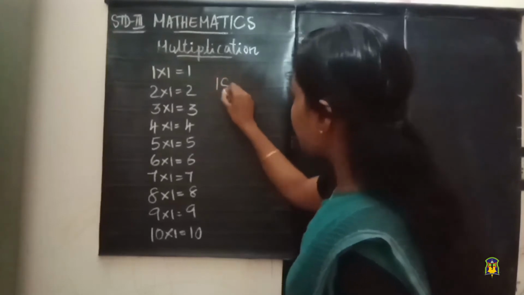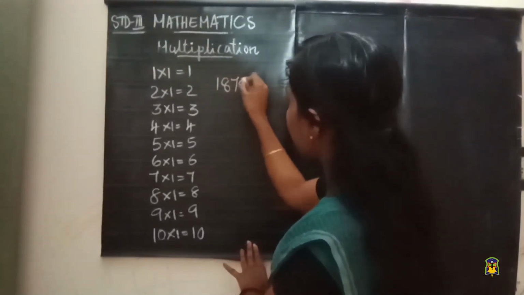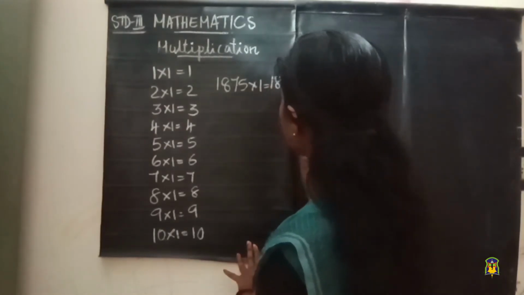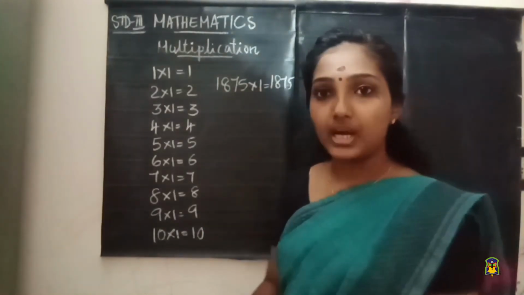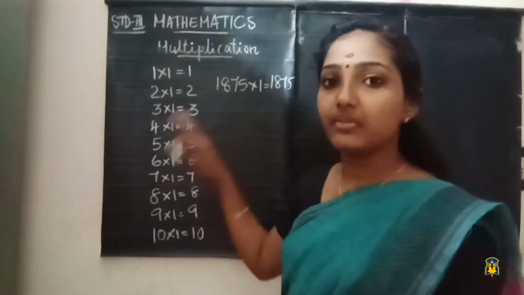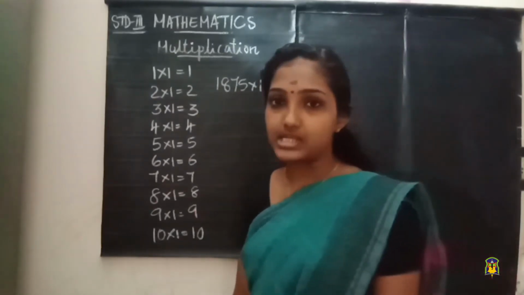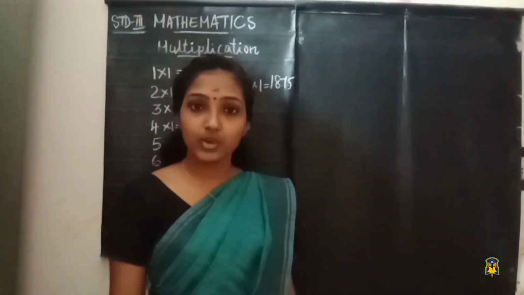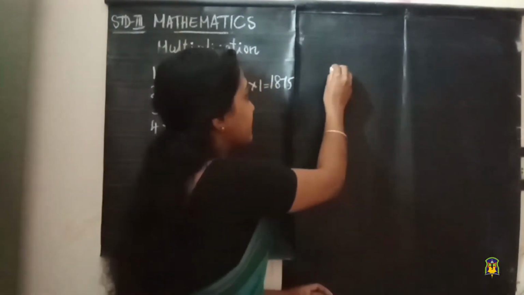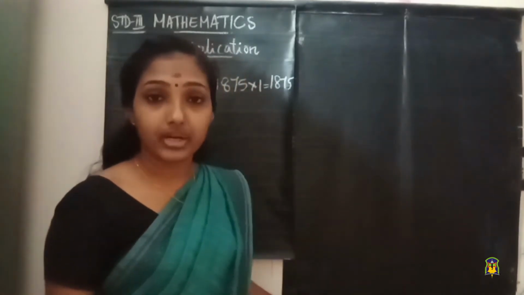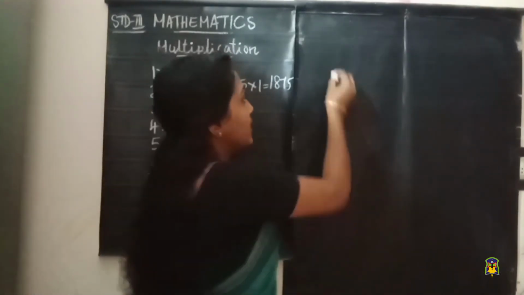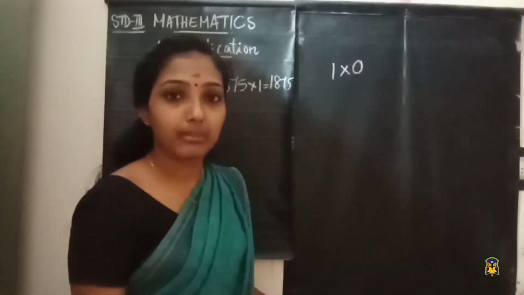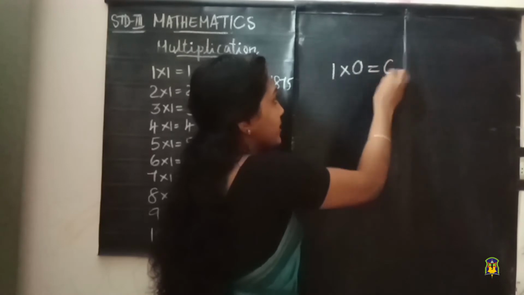So if we are taking 1875 into 1 gives 1875 itself. When we are multiplying any number by 1, the answer will be that number itself. And do you know what happens when a number is multiplied by 0? When a number is multiplied by 0, the product is 0 itself. When we are multiplying any number by 0, the answer will be 0 itself.